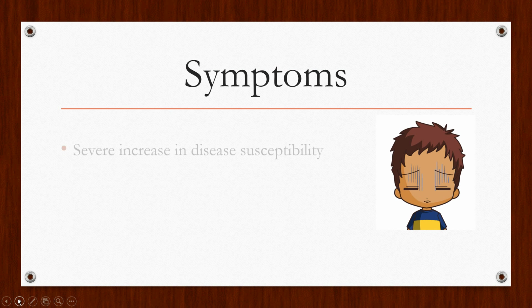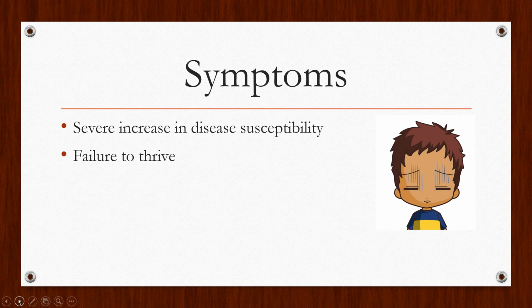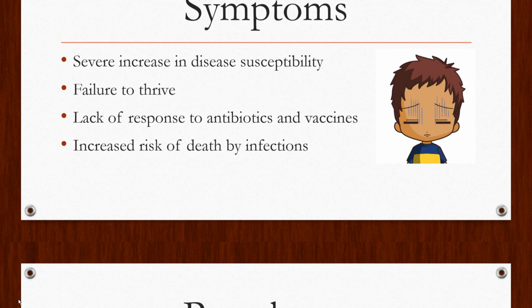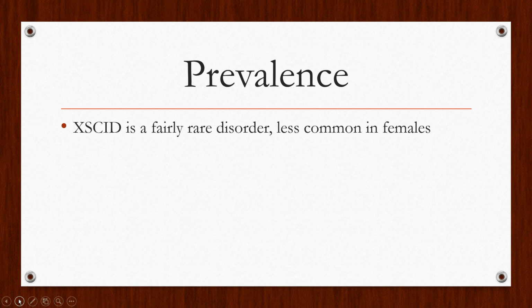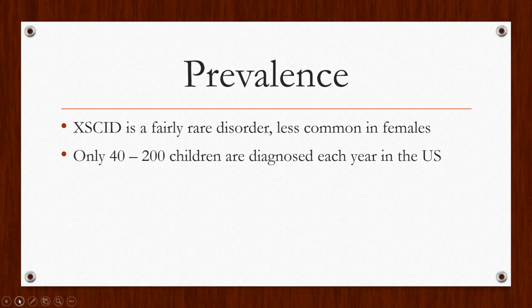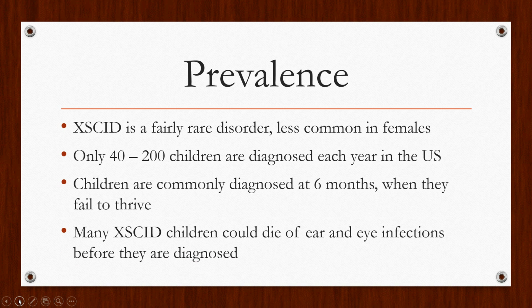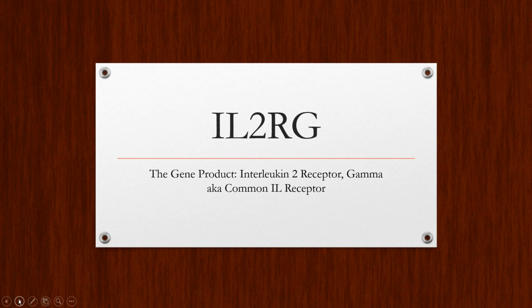The most common symptoms are a severe increase in disease susceptibility, failure to thrive, lack of response to antibiotics and vaccines, and an increased risk of death by infections. XSCID is a fairly rare disorder, less common in females because of their second X chromosome. Only 40 to 200 children are diagnosed each year in the U.S., but they are commonly diagnosed at 6 months when they fail to thrive. There could be many XSCID children out there who have died of ear and eye infections before they were diagnosed.